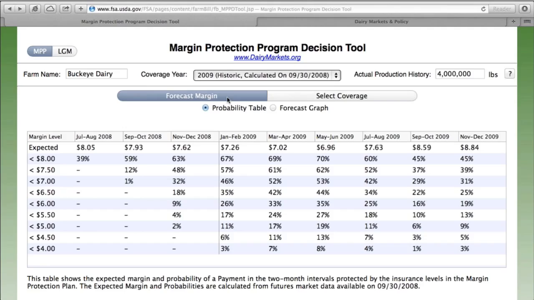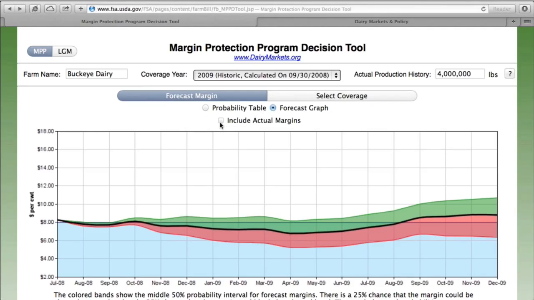What does that look like? Well, let's look at the graph. And then let's include actual margins. This is what the market forecast. But here, when we entered a worldwide recession, these margins were even lower than the market anticipated. But the tool points you in the right direction and helps you think about what the risk in milk and feed markets is going to be.